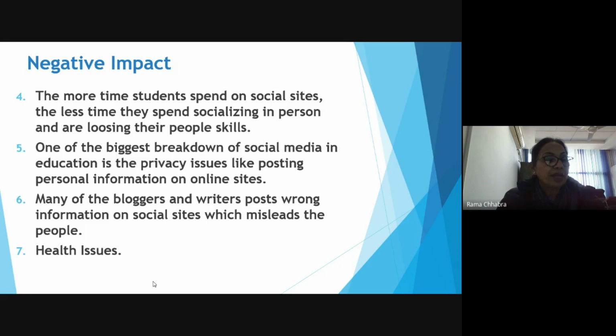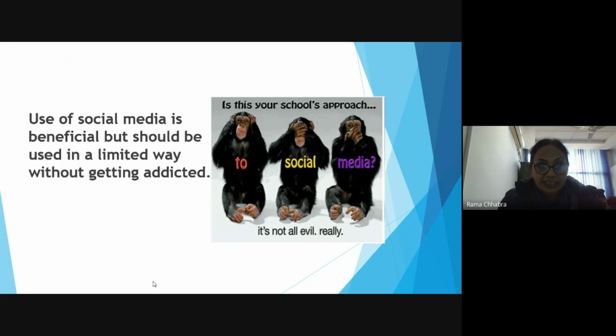And finally, the health issues. Due to the use of social networking sites for long hours, multiple health issues are created, because continuous access to a networking site may create eyesight problems, back pain because of sitting in the same position for long hours, and many more. Maybe mental health related issues have also come up. So these are some of the negative aspects, but nevertheless, the use of social media is beneficial but should be used in a limited way without getting addicted. It is not all evil, really.